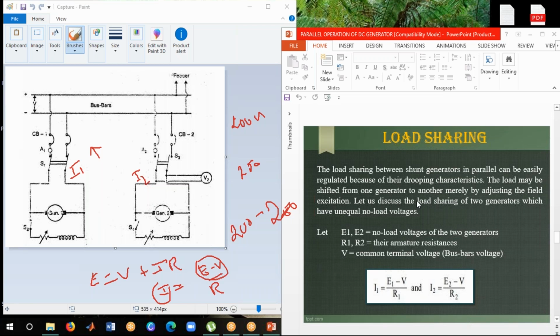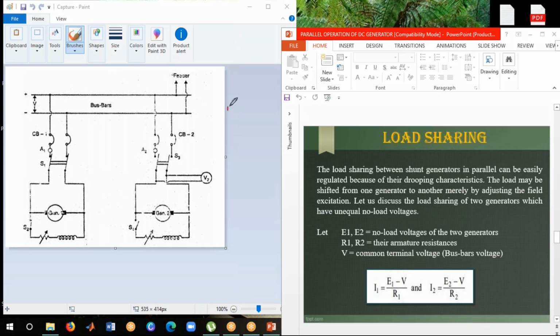The load may be shifted from one generator to another merely by adjusting the field excitation. So suppose your demand is 200 megawatts, so 200 volts, okay? I have to get this 200 volts by running these two generators. Then I need to schedule this 200 volts as 100 volts and 100 volts, shared in this way. This is called load sharing. After load sharing, each has its own capacity. So what we have to do is reduce the speed. When we reduce the speed, the EMF reduces, and automatically the voltage also reduces. It means that based on the requirement of load, we need to control that speed.